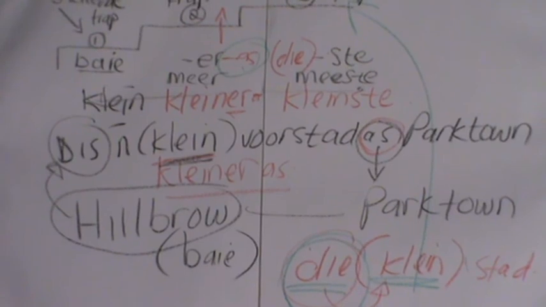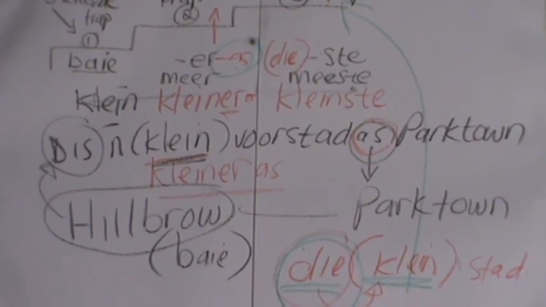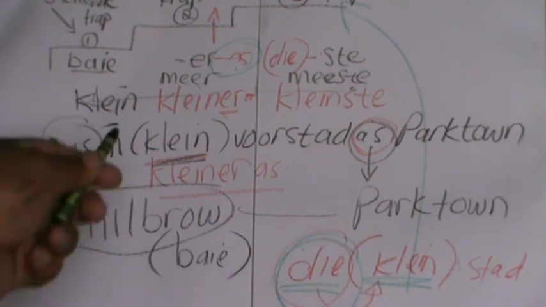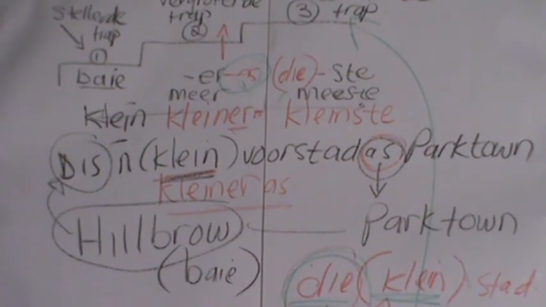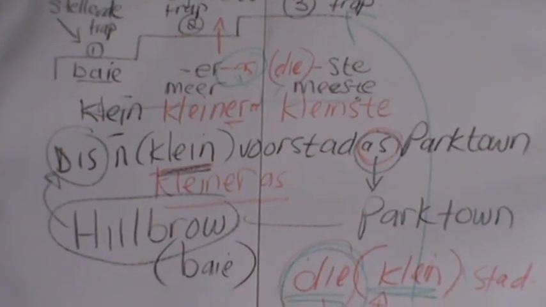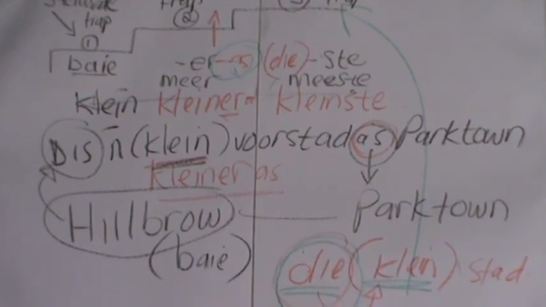Alright, then I think for trappe van vergelyking, making it easy for you to see where to go, I think that's the best remedy, and I hope you guys do well. That's the fastest and the easiest method of learning degrees of comparison for Afrikaans.